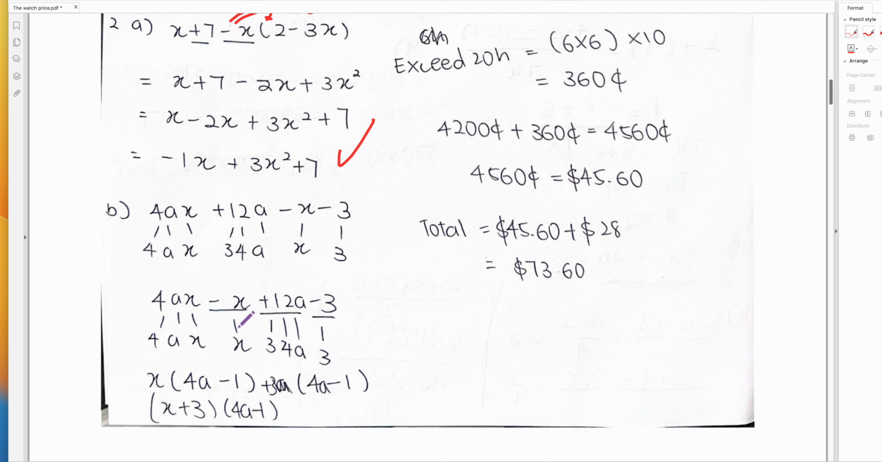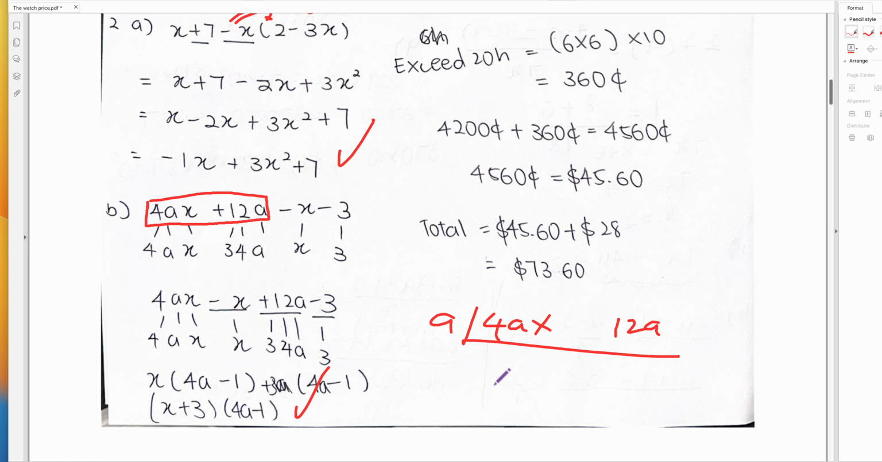For this question it is correct, but what I want you to start using next time is stop using this splitting element. Let's say you want to factorize these two. I want you to start using the highest common factor way of doing it. So a is common, so 4x left. 4 is common, 3x left, 3 here. So this is x.